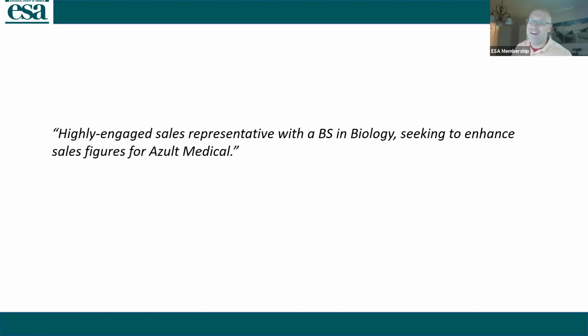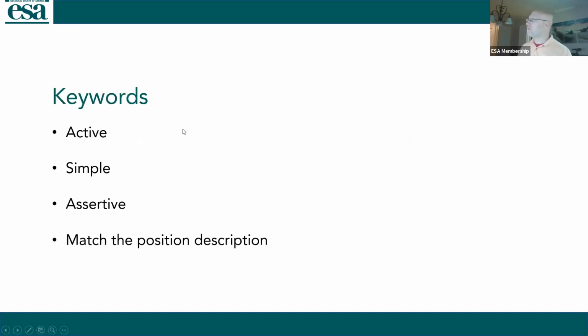Now, I personally have never heard of Azult Medical, but if I were a hiring manager for them, I feel like I've just learned everything I need to know about this person. They either are engaged in or want to be engaged in sales. They feel that they are good at sales. Their background is in biology, and they seem to want to work in medical technology or pharmaceuticals or whatever this company might be. That's a great opening. It really is, and it makes me feel like they're paying attention and that there's a connection there, right? So I'm going to read a little bit more into this resume.